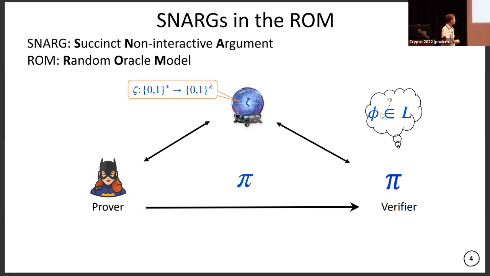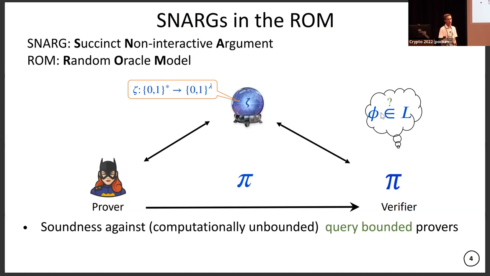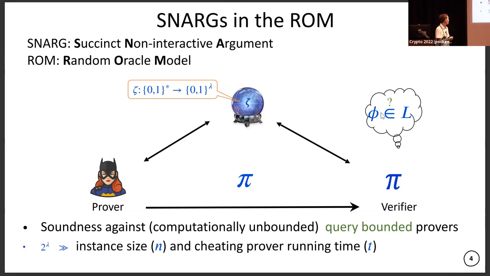Okay. So when we are discussing this model, it's interesting to know what soundness we are expecting. We're expecting soundness against computationally unlimited adversaries, but they are limited in the number of queries they make to the random oracle. And mainly for technical reasons, we require some requirements on the parameters, so that it wouldn't be completely trivial.